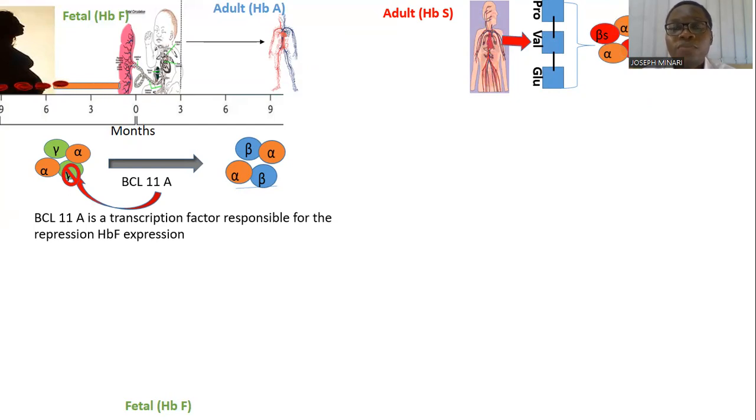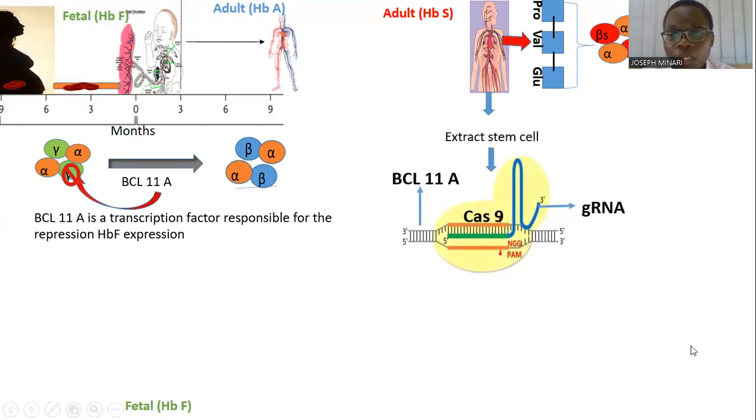So how it's being treated is that a stem cell will be taken from the patient, and that stem cell will now be edited by using the CRISPR system. The CRISPR system has the Cas9, the guide RNA, and the PAM sequence. The Cas9 cuts, while the guide RNA gives specificity on where to cut, and the PAM sequence is the sequence that is recognized before the cut of the Cas9 in the CRISPR-Cas9 system.